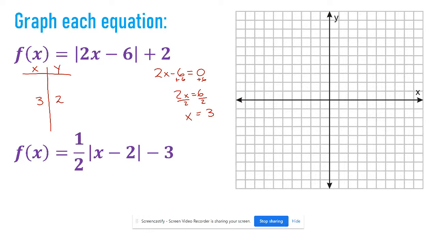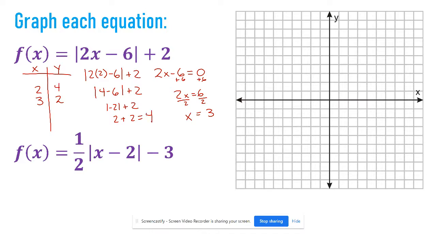So I'll plug in a 2. So here I'm going to have 2 times 2 minus 6 plus 2. It's going to give me 4 minus 6 plus 2. 4 minus 6 is negative 2. And when I take the absolute value of negative 2, it's going to be positive 2. And I get 2 plus 2 equals 4. So if I plug in 2, I get 4.